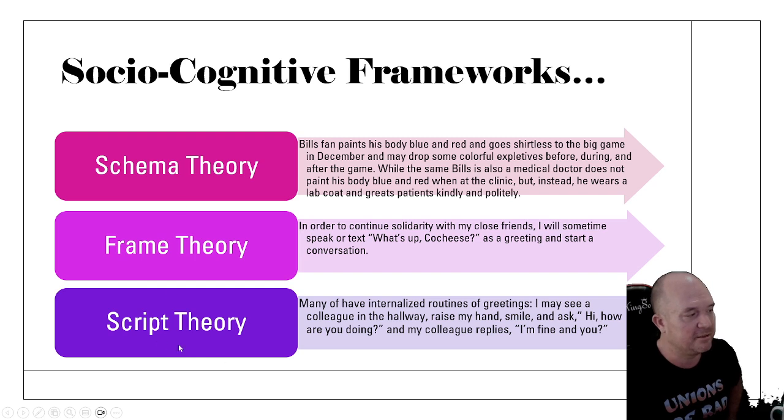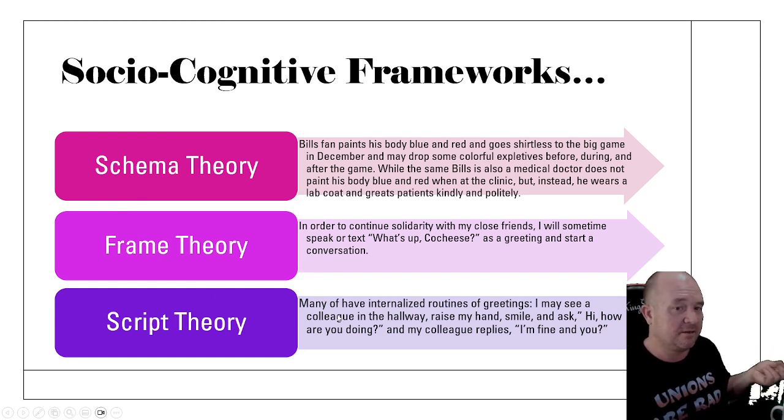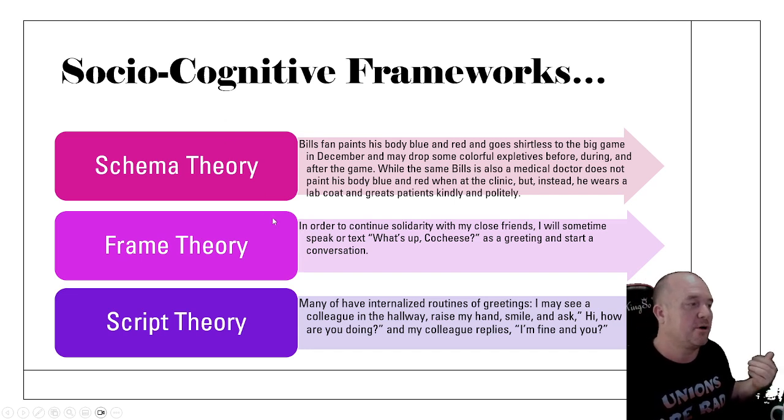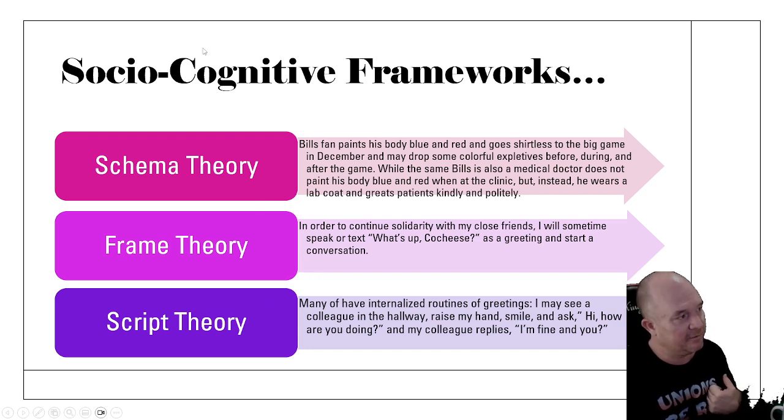That's a script, and so we need to learn what are the schemas and the frames and the scripts of our content areas, right? So we want to think about reading and writing and the literacies through these socio-cognitive lenses, because these are social thinking supports that we can help our students learn. We want to think of the social cognitive frameworks to help support our students' literacy development.